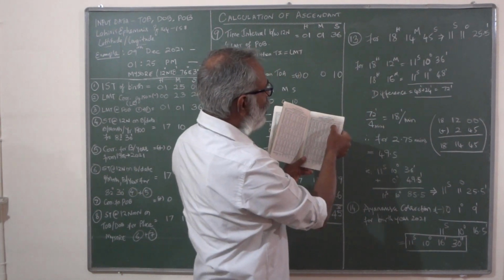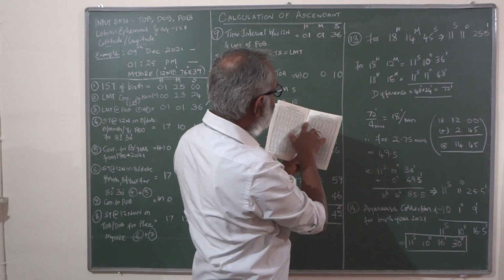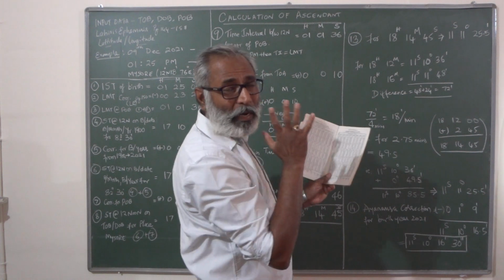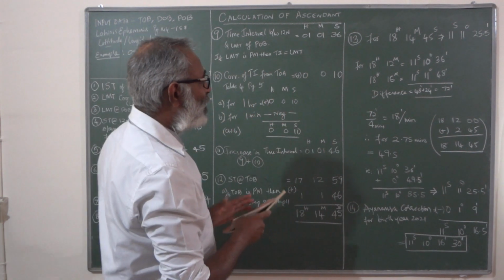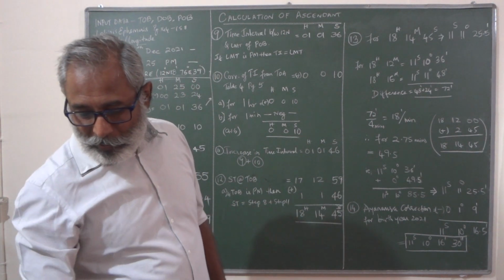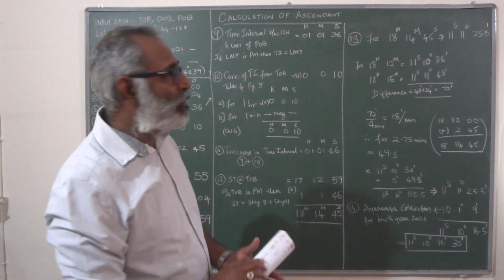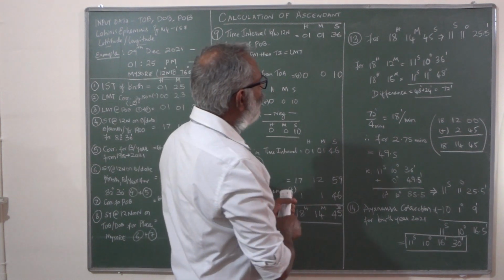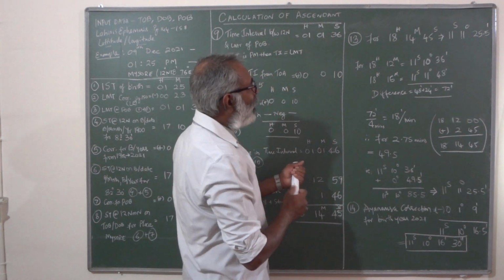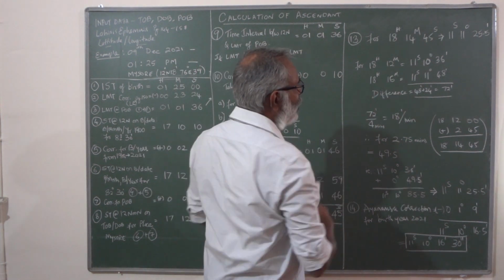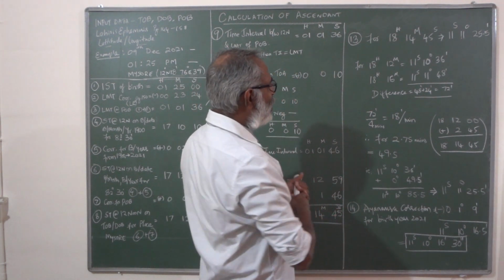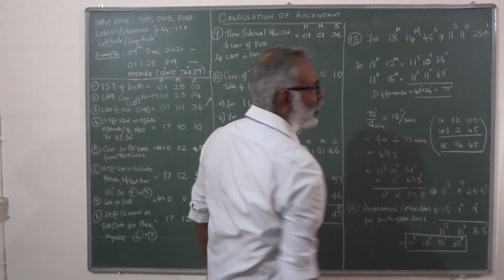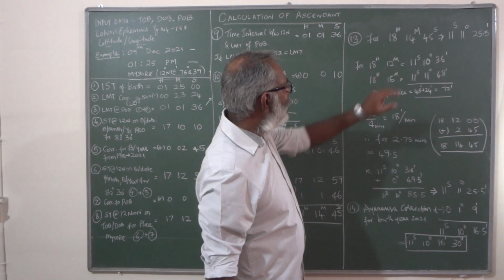At 18 hours and 14 minutes, it is not there. You have only 18 hours 12 minutes or 18 hours 16 minutes. So let us do that. I have seen the table, and for 18 hours 12 minutes we have the 11th sign, after the 11th sign, that is in Pisces, 10 degrees and 36 minutes. That is for 18 hours and 12 minutes.